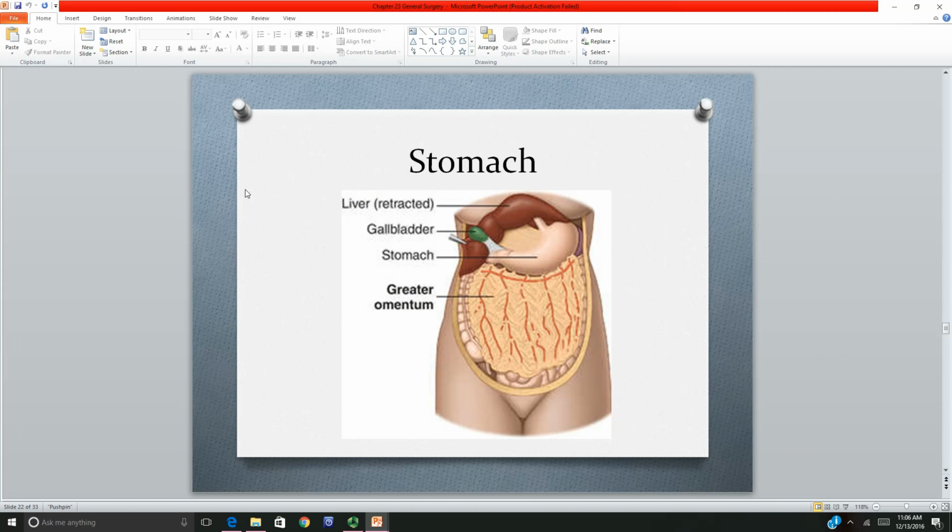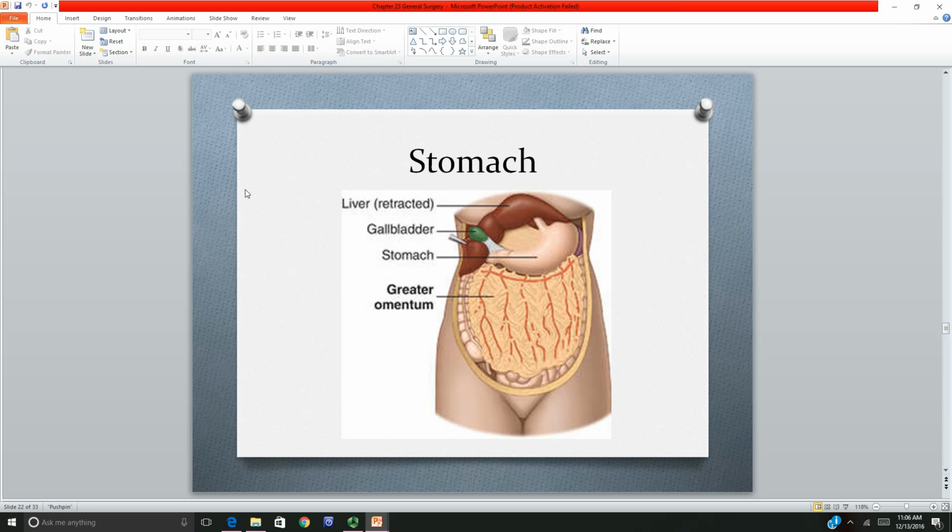Attached to the greater and lesser curvature of the stomach is the omentum. It is a vascular sheet of connective tissue. It provides warmth and protection to the viscera. Whenever the stomach is removed, a part of the omentum must be divided from its attachments. The omentum is very vascular.